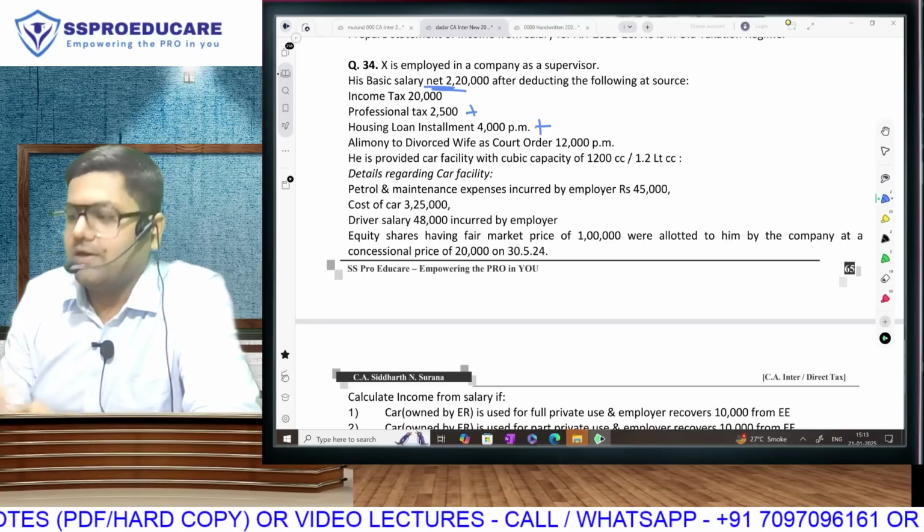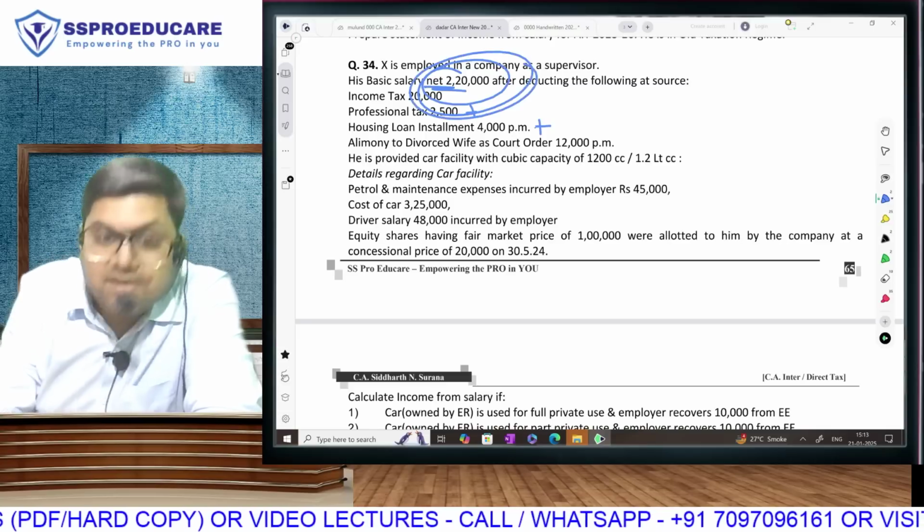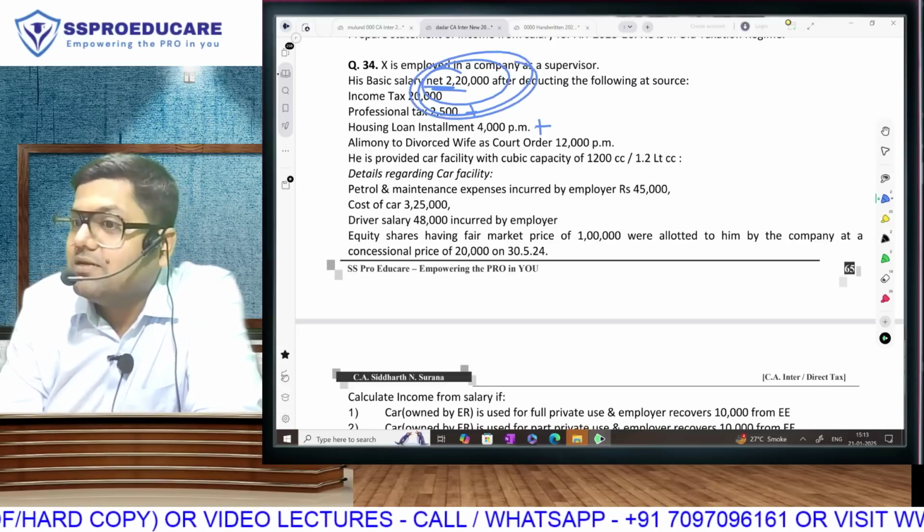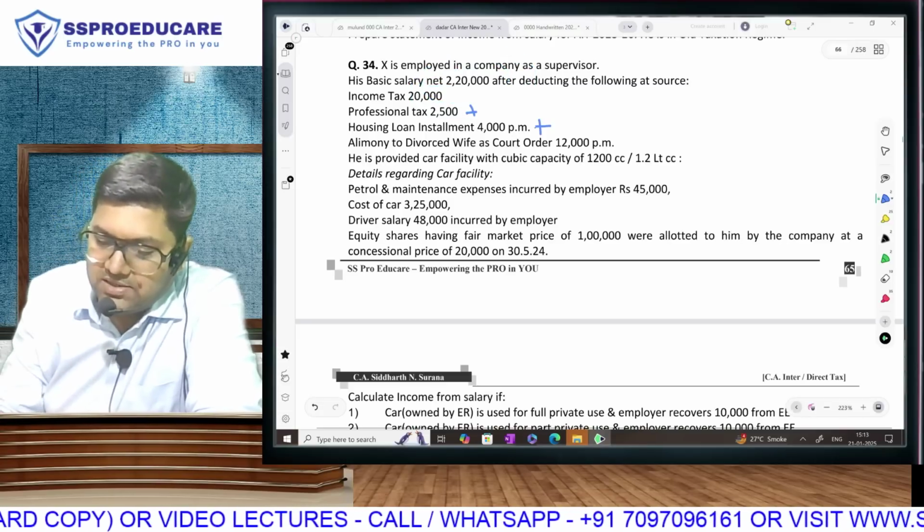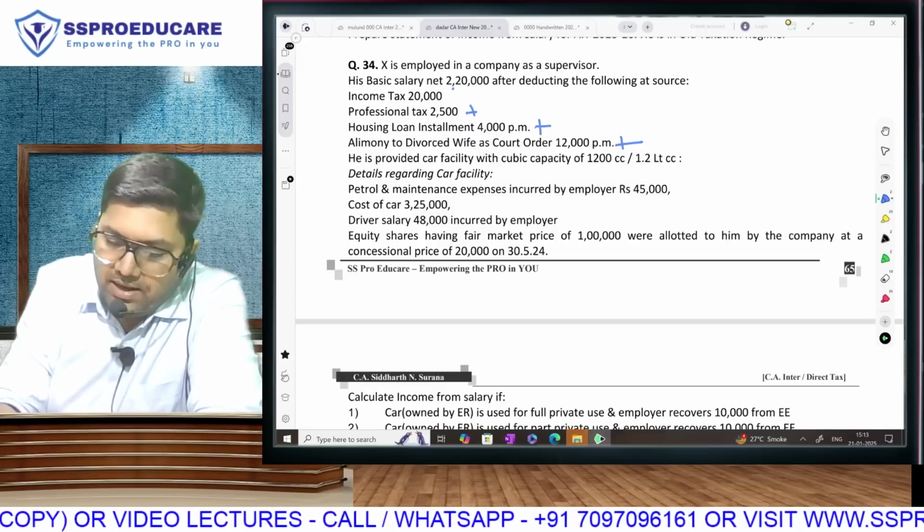So in cash you are getting only 38. But what is your taxable salary? 50,000. You understand? So this also we will have to add.